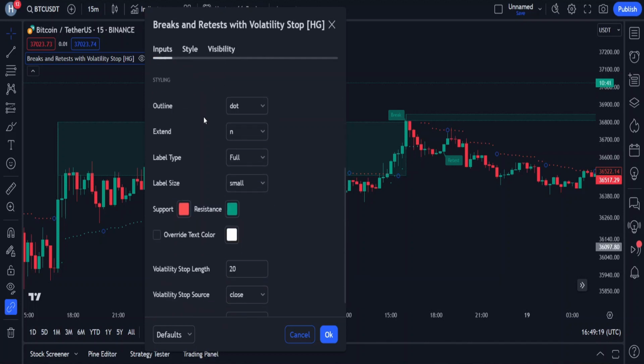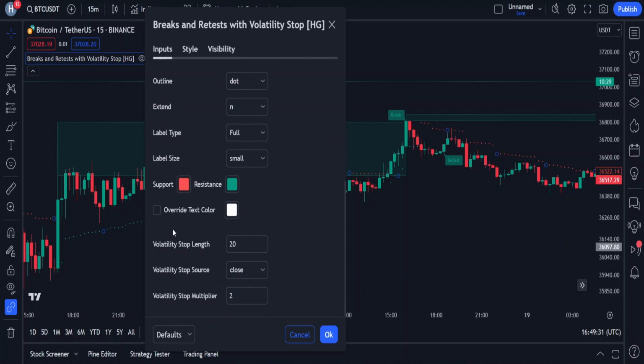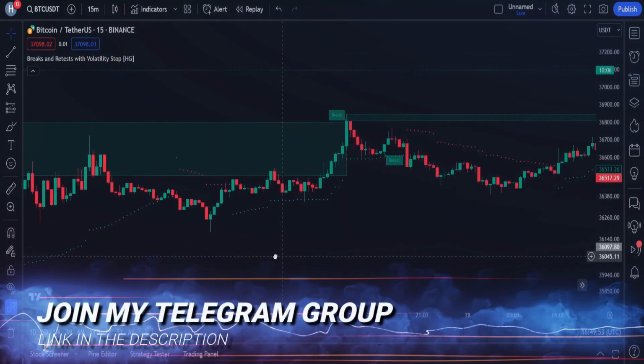Another important setting you should keep an eye on is repainting. I strongly advise turning off signal repainting. This way, the signal will be produced only when the candle bar closes. If you scroll down to the bottom of the indicator inputs, you'll find volatility stop settings. If you decide to use the volatility stop dots as a reference for stop loss, then I advise changing the volatility multiplier to 3. This way, the stop loss won't be too tight. Once you're finished with the settings, these are going to be the only changes we will be doing for this indicator.